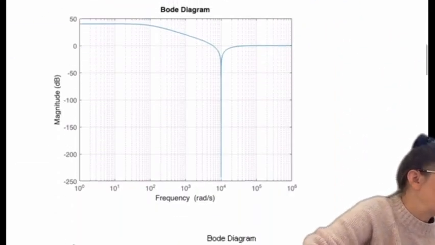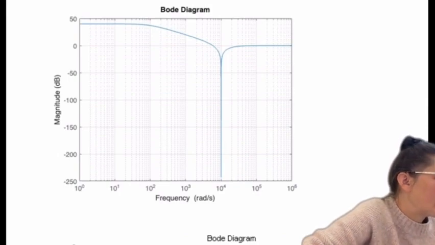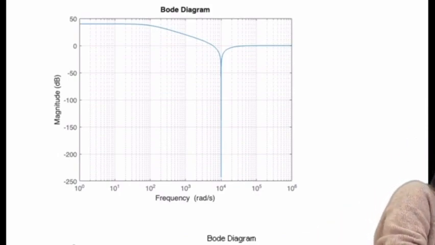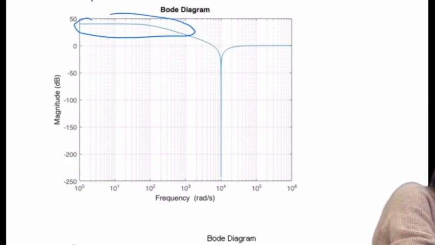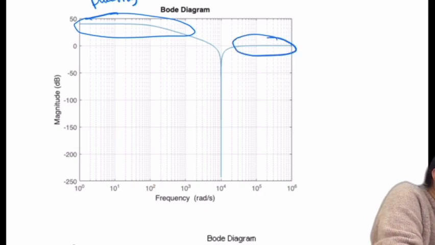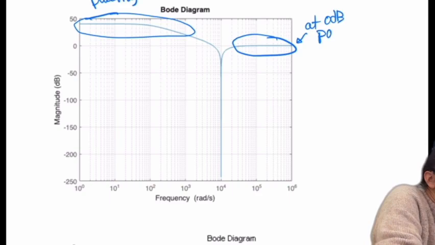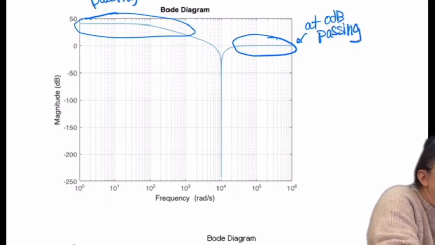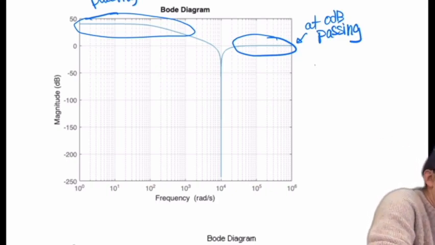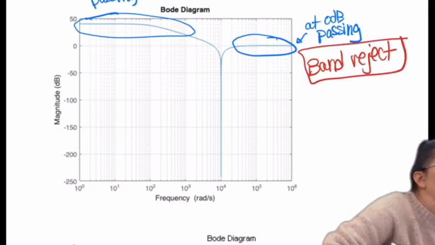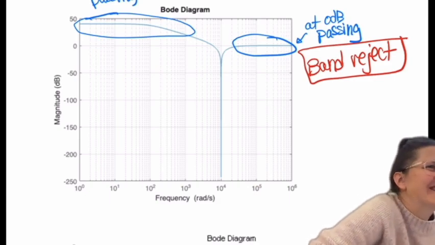Okay, this one. Okay. So here you can see, yes, it's passing. And this is at 0 dB, so it's passing. Band reject. What? But how is it passing later? Because it's at zero, it just says no to one specific frequency. Oh, yeah, okay, yeah. Okay. So band reject. I knew that at one point.